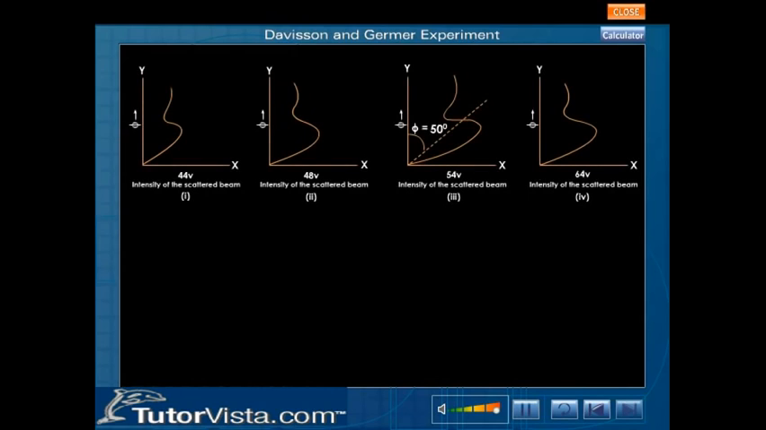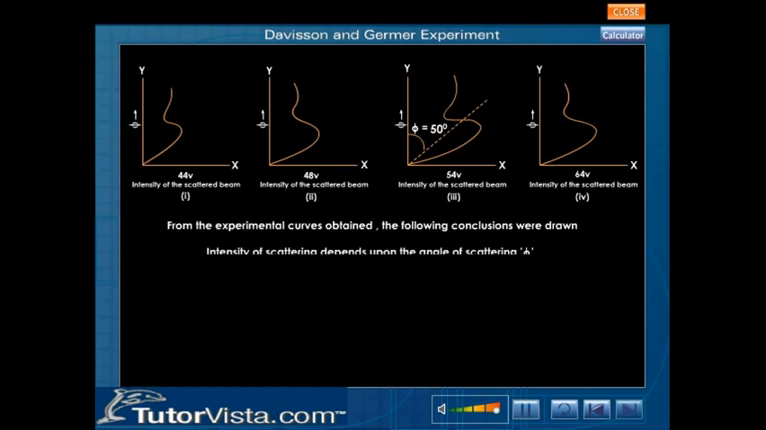Davisson and Germer plotted a graph taking the angle between the incident and scattered direction of the electron beam, phi, along the y-axis and the intensity of the scattered beam at different values of accelerating potentials along the x-axis. The nature of the graph is shown here. From the experimental curves obtained, the following conclusions were drawn. Intensity of scattering depends upon the angle of scattering, phi.